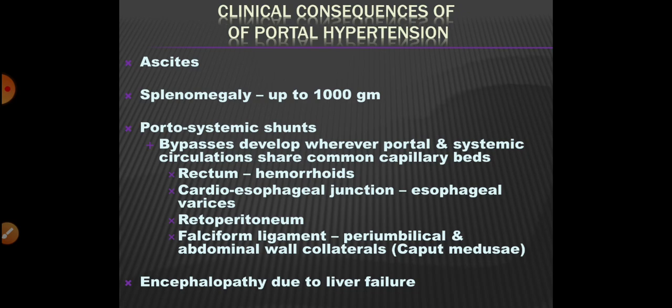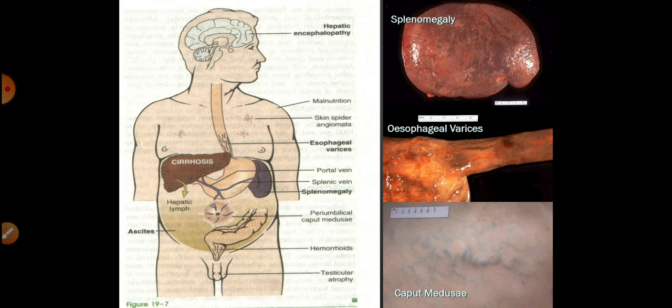Encephalopathy may be due to liver failure. These are the clinical presentations of liver failure and portal hypertension: hepatic encephalopathy, malnutrition, spider angioma of the skin, esophageal varices, splenomegaly, periumbilical caput medusae, hemorrhoids, testicular atrophy, ascites, splenomegaly, esophageal varices, and caput medusae. Thank you.